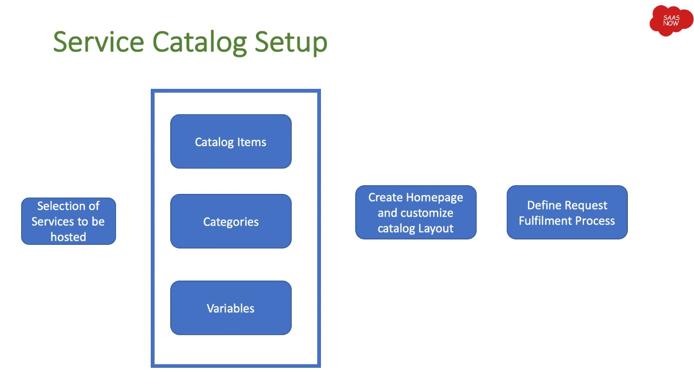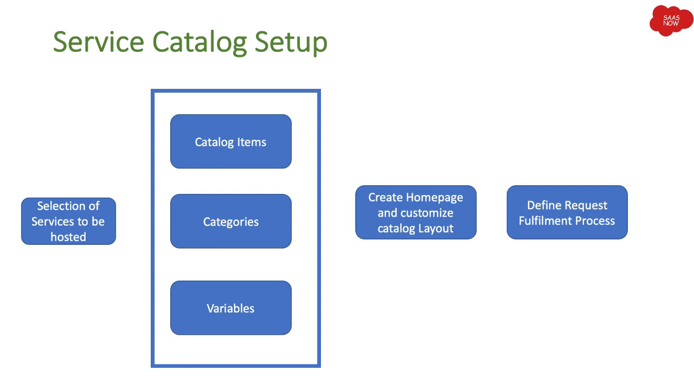Then we have create homepage and customize catalog layout. Once you are done with deciding the services, the categories, then items, and then variables, so you are done with the form layout and everything, then you will work on the homepage layout. That means what kind of placement you want for different categories, different services. You have to customize that layout as well.